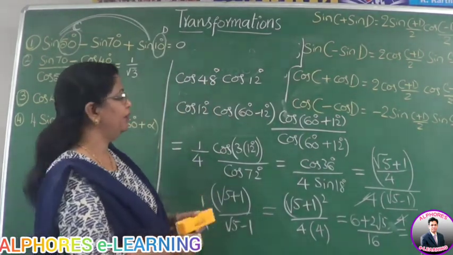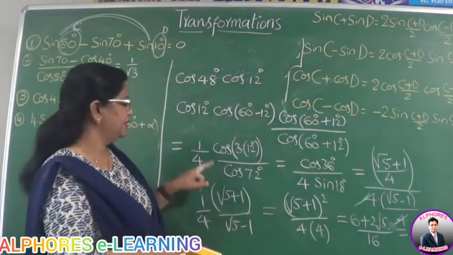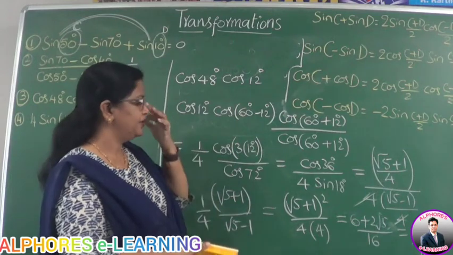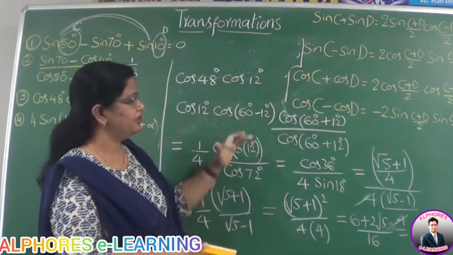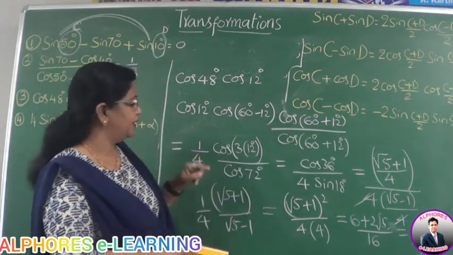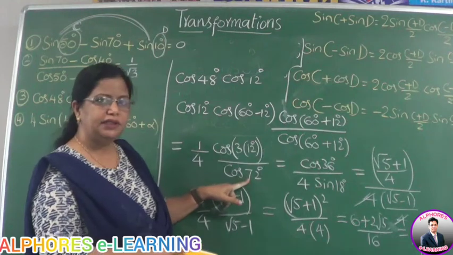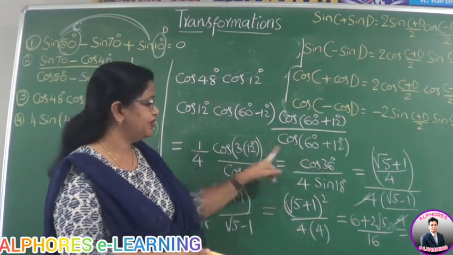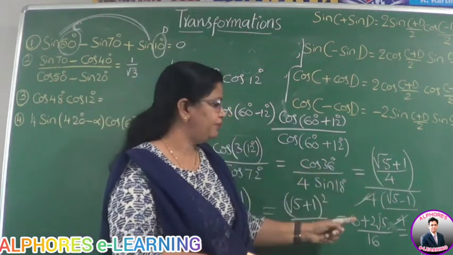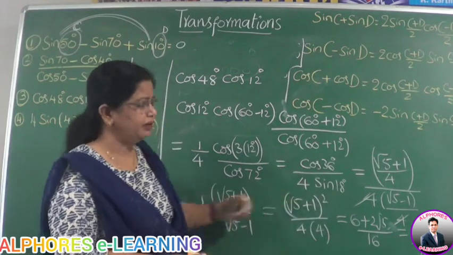Now how did we do this problem, students? By making use of the concept cos theta cos 60 minus theta cos 60 plus theta is 1 by 4 times cos 3 theta. To make use of that formula, one term is missing. So we multiplied and divided by the missing term to obtain our required formula. Then theta, 60 minus theta, 60 plus theta, 1 by 4 times cos 3 theta. And the denominator is cos 60 plus 12 degrees, that is nothing but 72. Therefore you got here cos 36, and cos 72 is the same as sin 18, this 4 as it is. And you know cos 36 is root 5 plus 1 by 4, and 4 into root 5 minus 1 by 4 cancelled. So we got root 5 plus 1 by root 5 minus 1, and here this another 4 you got.